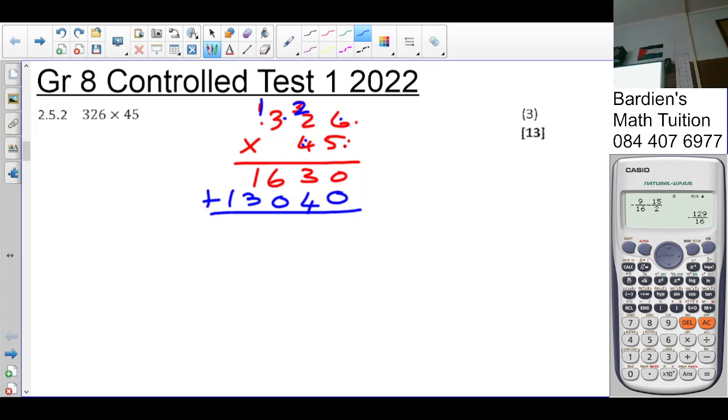Okay. 0 plus 0? 0. 3 plus 4? 7. 6 plus 0? 6. 1 plus 3? 4. So it's 14,670. Any problems there? You all understand?